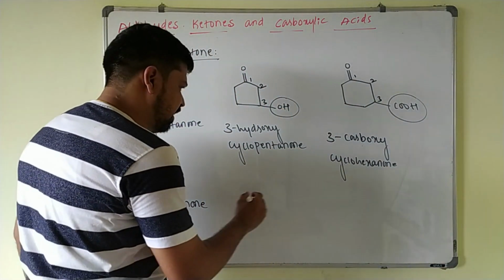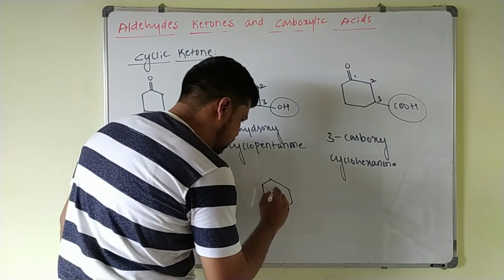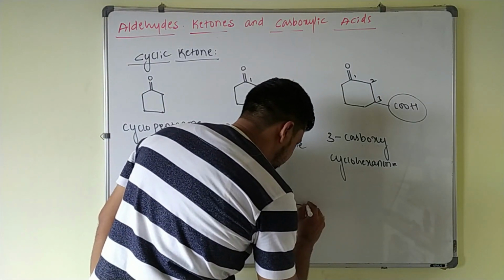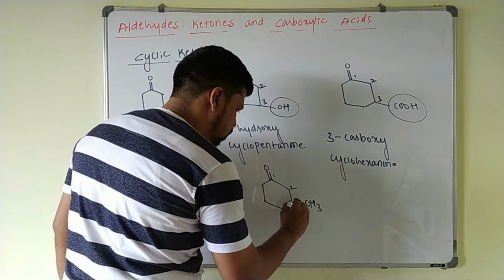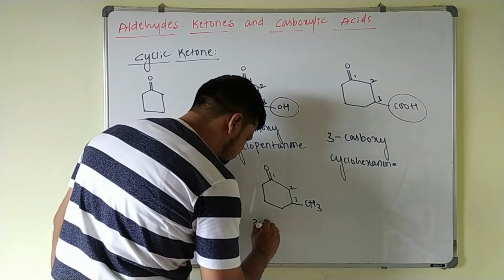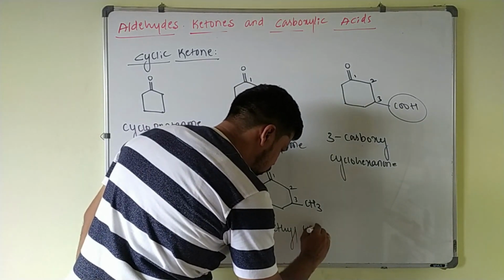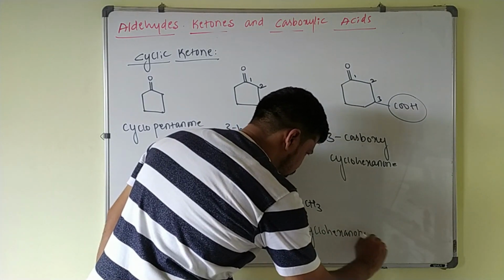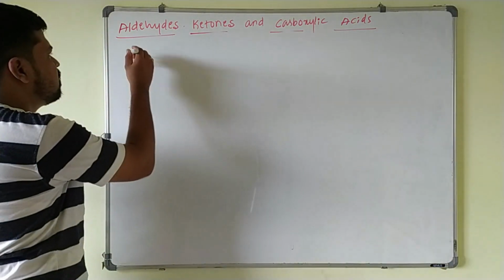Another example in case of a 6-membered ring. Suppose this is a carbonyl group, and here you attach a methyl group. Numbering 1, 2, 3, this is 3-methylcyclohexanone. Okay, so now we will name aromatic ketones.